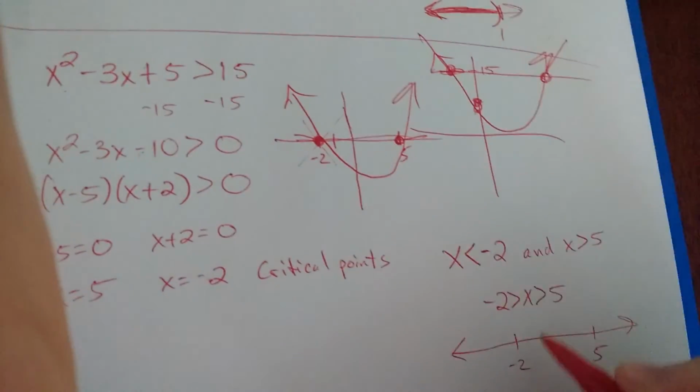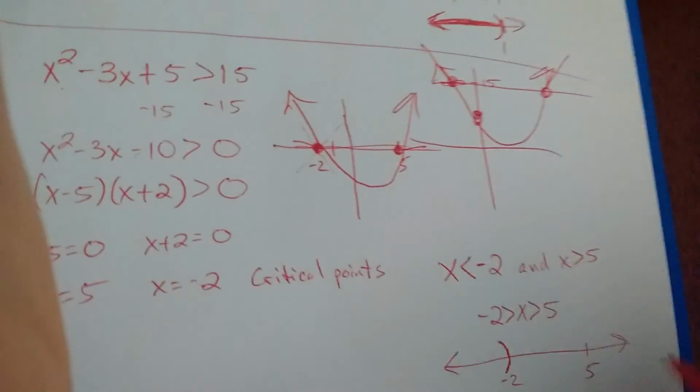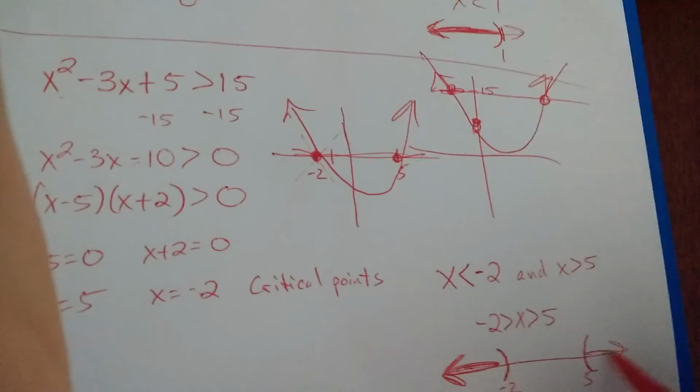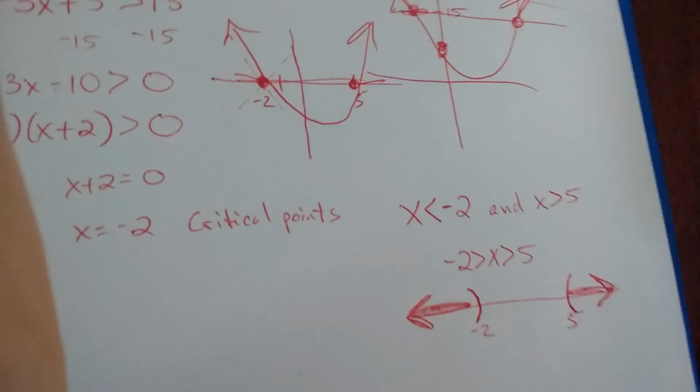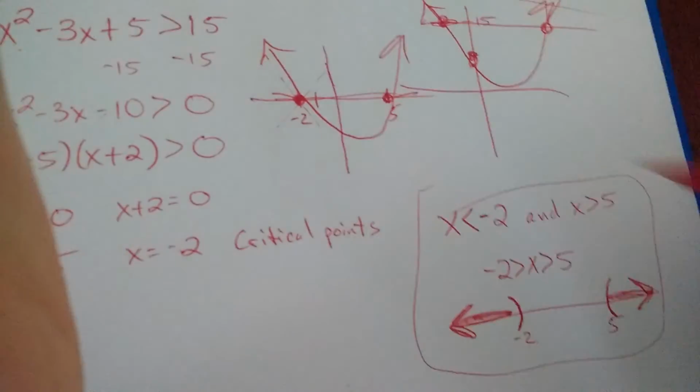-2, 5. It's non-inclusive, so you could have open circles, or let's do brackets and parentheses. Parentheses going outward. So that's if you could think about it and picture the graph, you can come up with a solution.